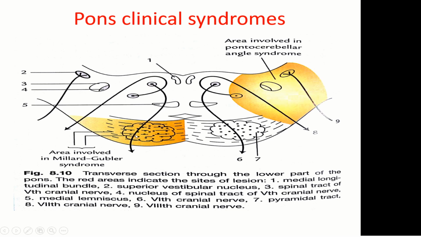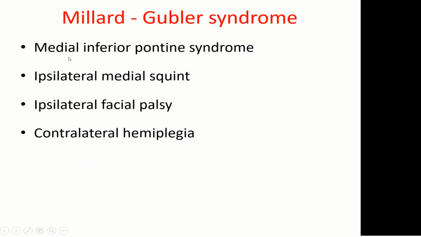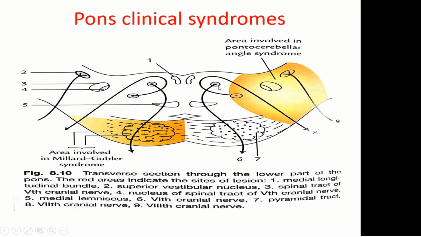We can see the pontine nuclei affected, and the abducent nerve is being affected. You can also see the pontine corticonuclear and corticospinal fibers are being affected. Let us see the results of this. Medial inferior pontine syndrome is the other name for Millard-Gubler syndrome. What are the features? Ipsilateral medial squint. Why? Medial rectus is intact because it is supplied by the oculomotor nerve, whereas the lateral rectus, which is supplied by the abducent nerve, is damaged or paralyzed.